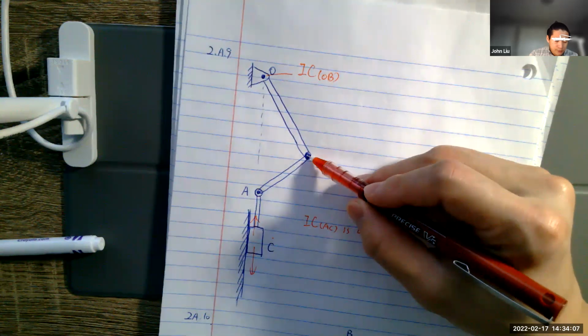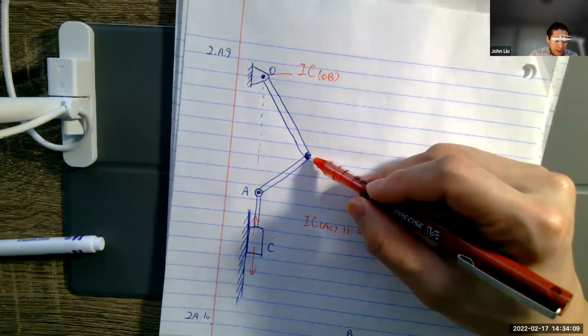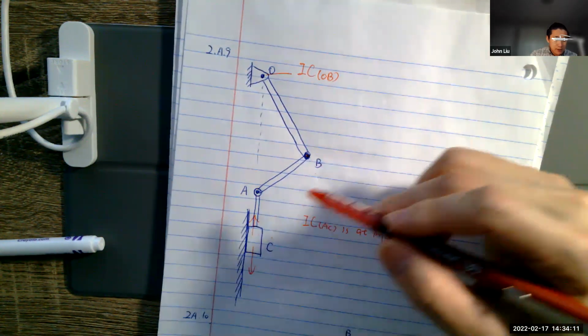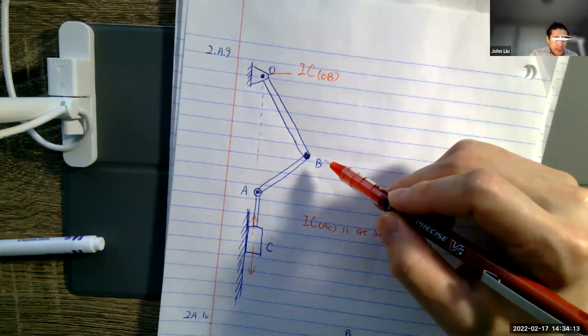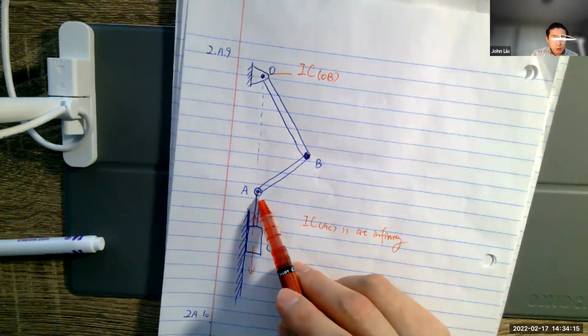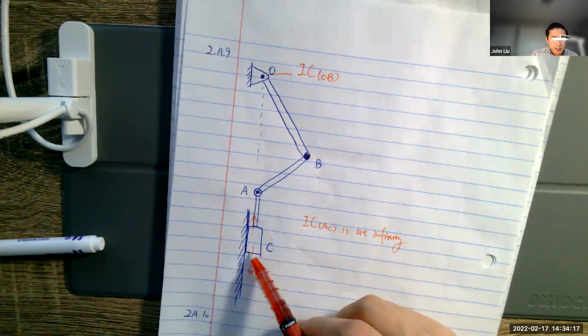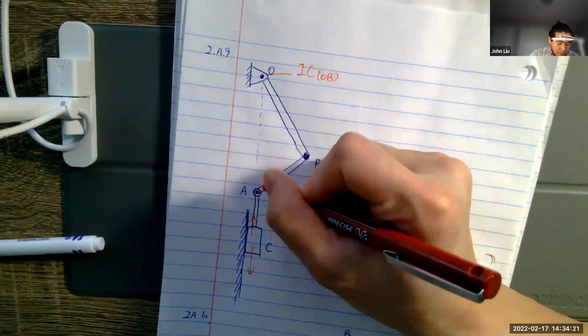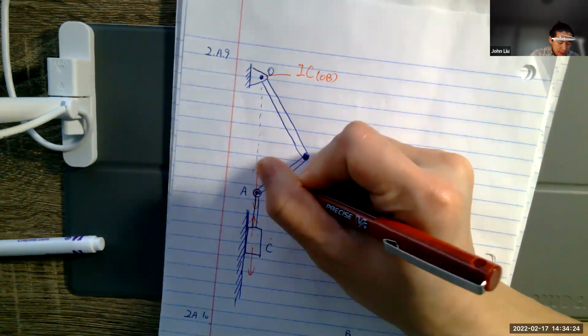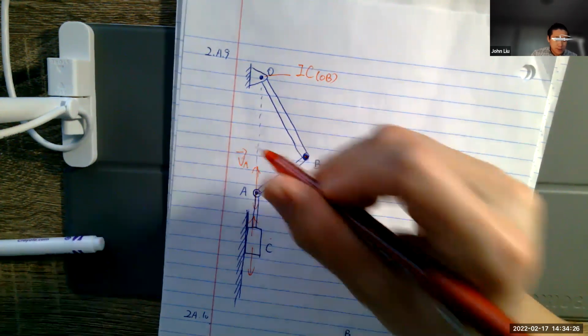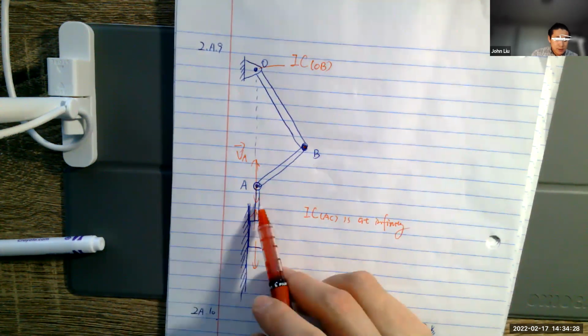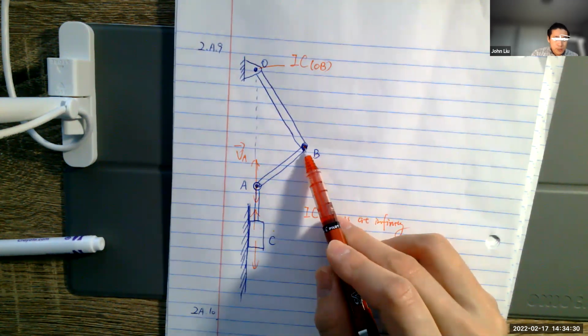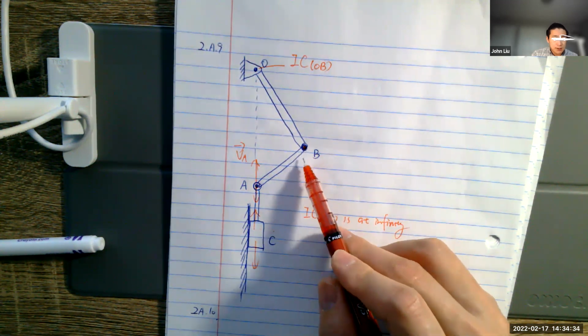What's the direction of motion at point B and point A? How to figure that out? Start with the easy one. Point A is part of this rigid body ABC. It can only move up and down, so up or down. That's the direction at A, so we have one direction. Another point, point B. What's the direction of motion at point B?